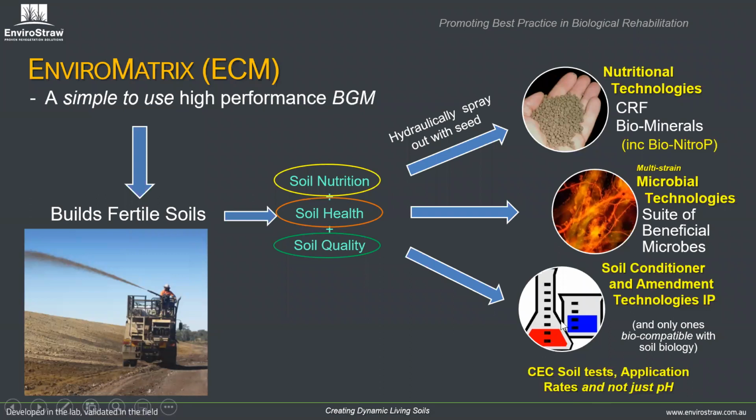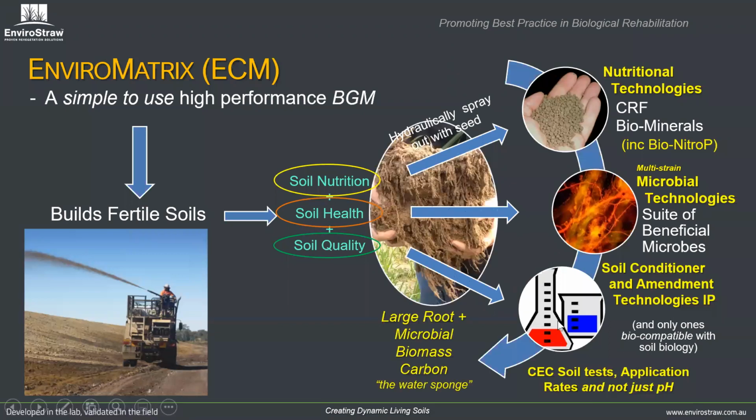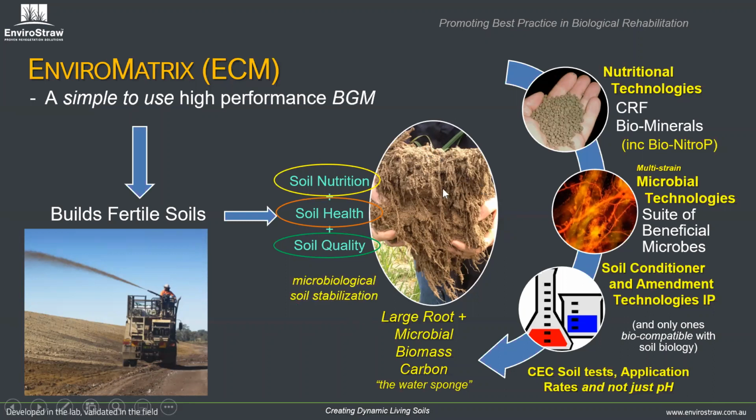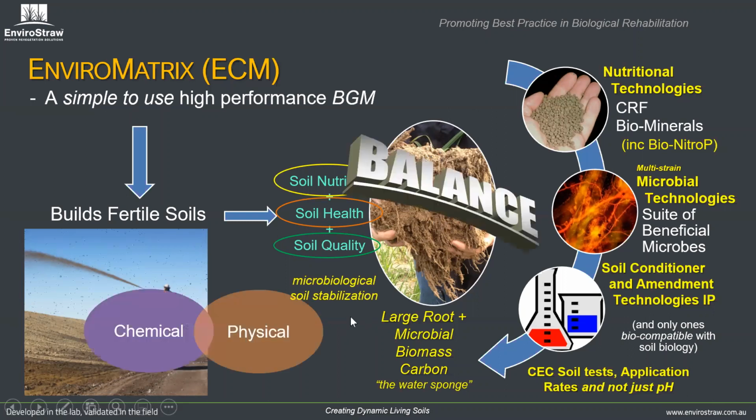And we don't get caught up in pH. Ultimately, we're looking at growing large root systems. So everything's happening below ground in that black box. And included in that, we have that increase in microbial biomass carbon. So here is your water sponge below ground, and there's the plant above ground. This leads to microbiological soil stabilization.